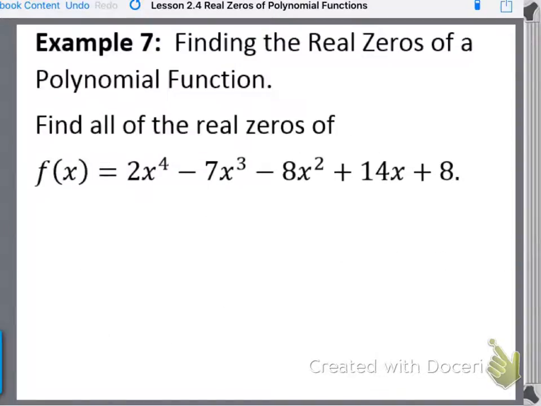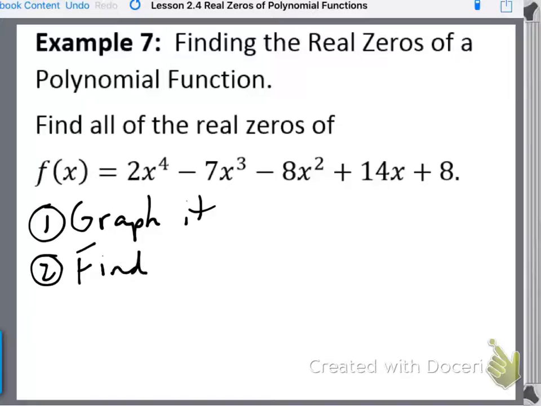Last one. It says find the real zeros of a polynomial function. It says find all of the real zeros of that function. Now, if it's me, I graph it and then find the zeros. I mean, that's really all I would do for that.